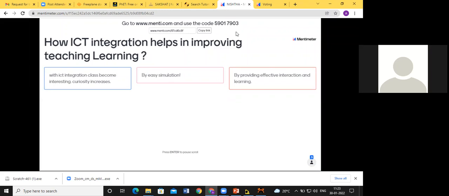If you have any issues, please let me know. Type menti.com in your browser, then give the code 590-17903. And you can use your own Nepali language, it hardly matters. You can give your response in Nepali also.